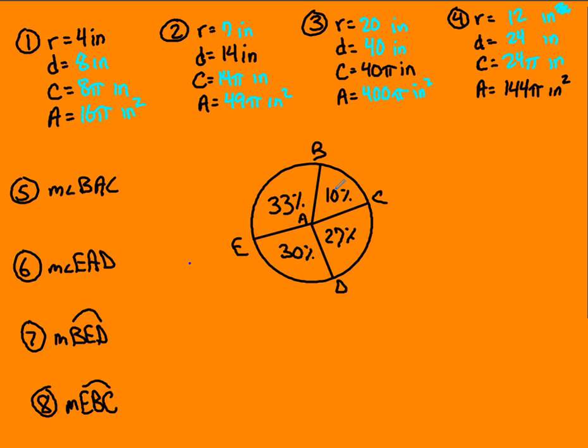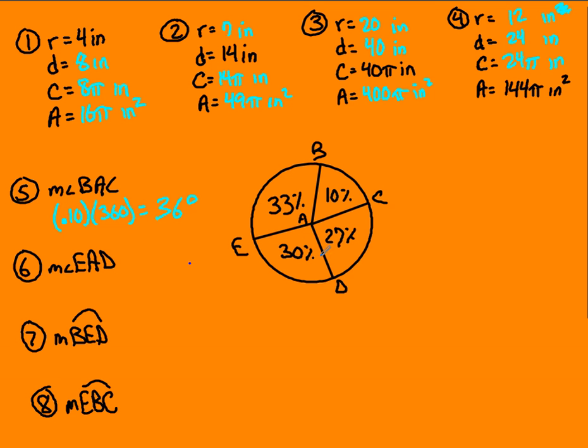Alright, for these ones, with the pie graphs here, the measure of angle BAC, that is this little piece right here, which is 10%. We need to say, well, 10%, that's 0.10 as a decimal. We need to multiply that by the entire full circle, which is 360. That's all you have to do. The percentage as a decimal times the full amount, which is 360. So this one ends up being 36 degrees.